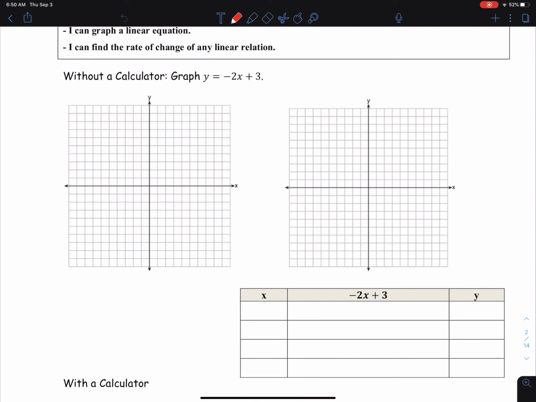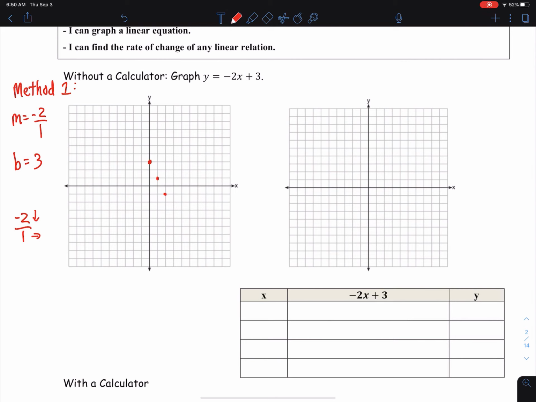So when you look at this one, method 1 is just using the y-intercept and the slope. So I know the slope is negative 2, or you can write it as negative 2 over 1. I know the y-intercept is 3. So I'm first going to plot my y-intercept, which is at 3, which is right here. And my slope is negative 2. So negative 2 means I go down 2 and to the right 1. So down 2 to the right 1.